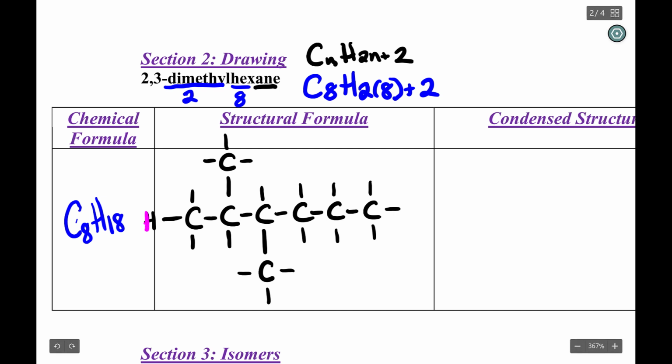I will mark off 1 hydrogen in a different color, and then I will count up the number of lines coming off the carbons that represent hydrogens in order to see if I've got all 18. So starting on the left, I've got 1, 2, 3, 4, 5, 6, 7, 8, 9, 10, 11, 12, 13, 14, 15, 16, 17, and 18, and I've done this right.